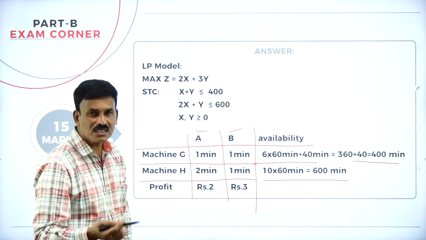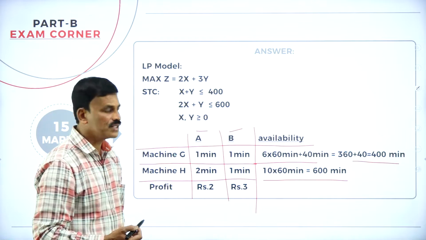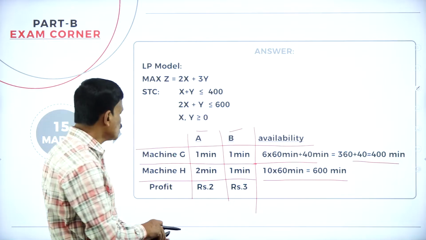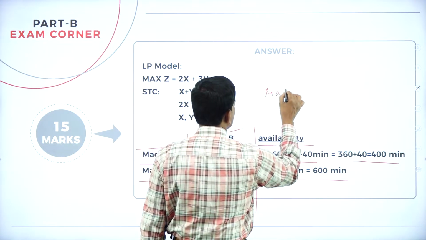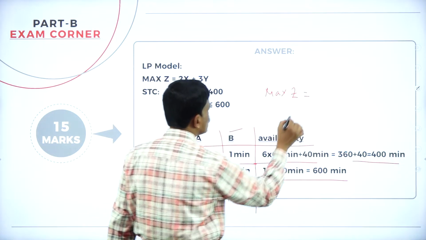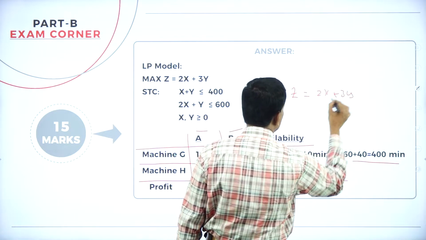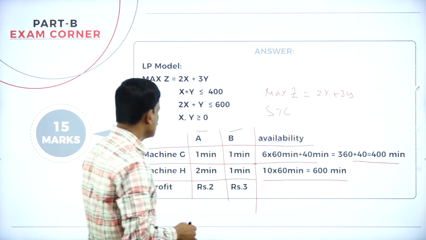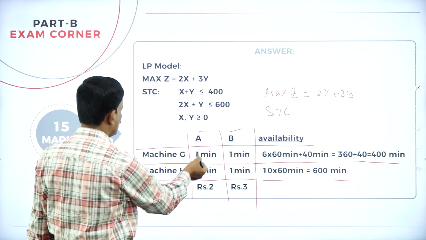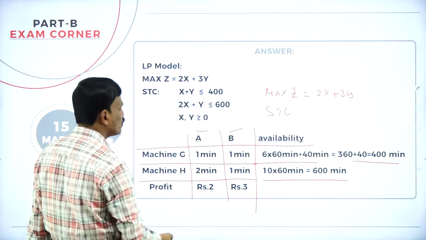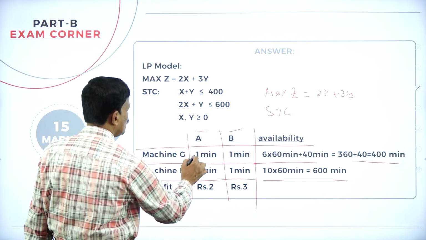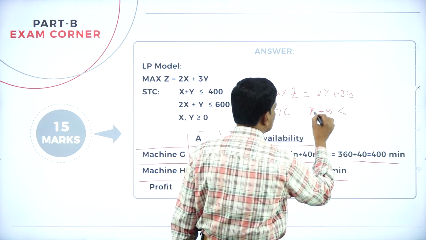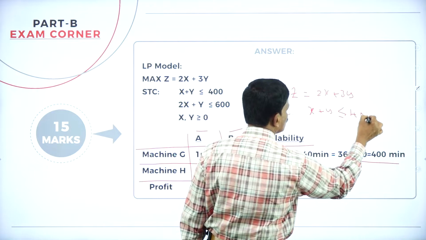Hence we can write the mathematical model. Since the objective function is of maximum type, max z is equal to 2x plus 3y, subject to the constraints. What are the constraints here? For machine G, we take x plus y, that is x plus y, with maximum available time 400, so x plus y is less than or equal to 400.